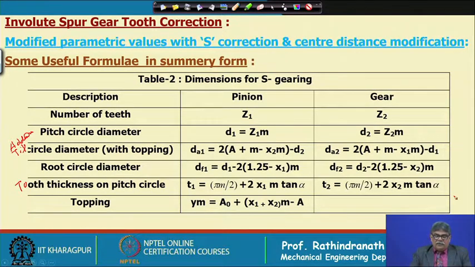Now, the topping value, which is y into m, where y is the width factor for the topping, can be given by the standard center distance plus x 1 plus x 2 into m minus a.